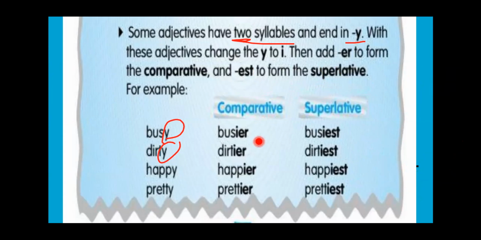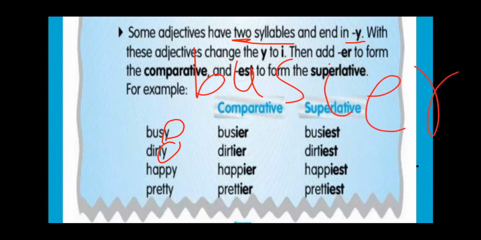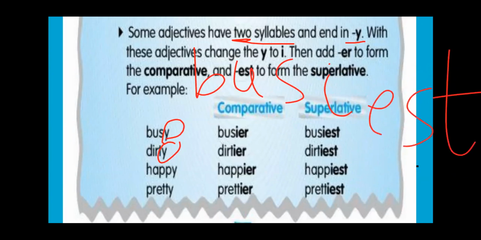Please kindly mute your mic. Some disturbance is coming. So here the same rule will apply, changing the Y to I. The word is busy. You change the Y to I, then add er: busier for the comparative form and busiest, with est, for the superlative form. Busier is used when you compare two people or two things, and busiest when you compare three or more people or things.